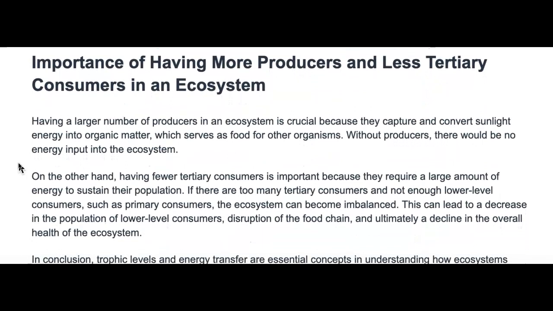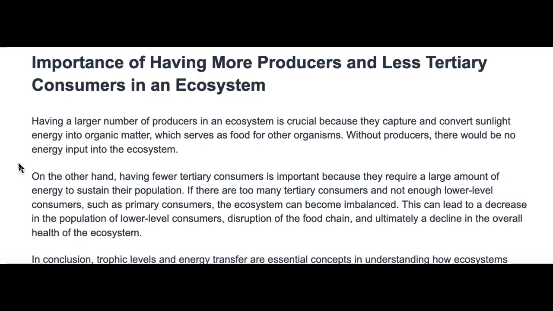Importance of having more producers and less tertiary consumers in an ecosystem. Having a larger number of producers in an ecosystem is crucial because they capture and convert sunlight energy into organic matter, which serves as food for other organisms. Without producers, there would be no energy input into the ecosystem.